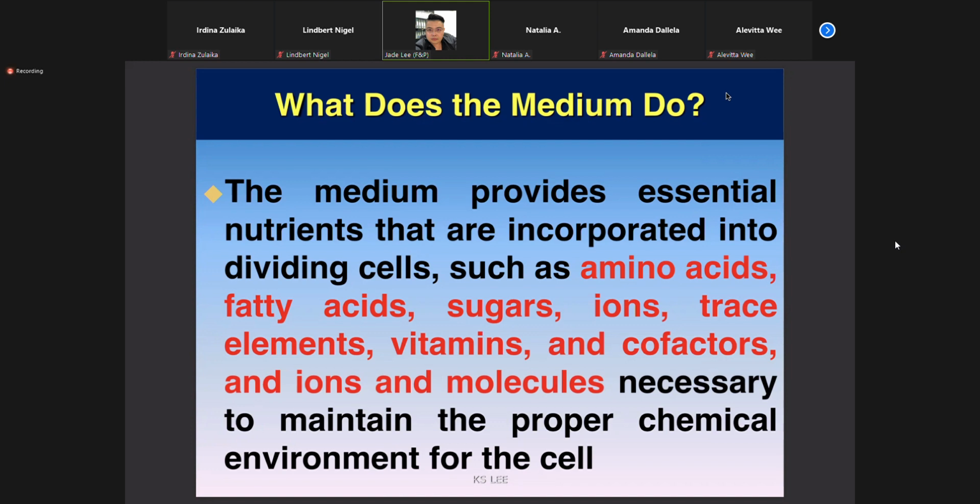And you also got to remember that each cell needs different nutrients, because they have different characteristics. Some may need high sugar, some may need low sugar, some may need extra essential amino acid, some probably need different kinds of vitamins and also fatty acid. So you need to know well the characteristics of the cell when you choose your media, okay?